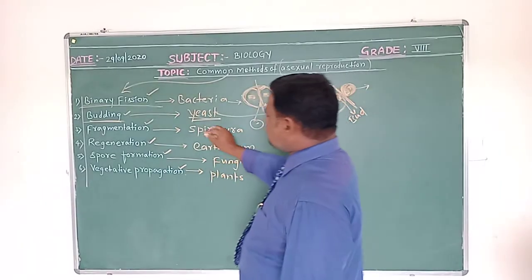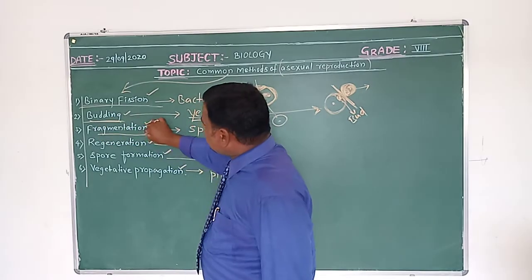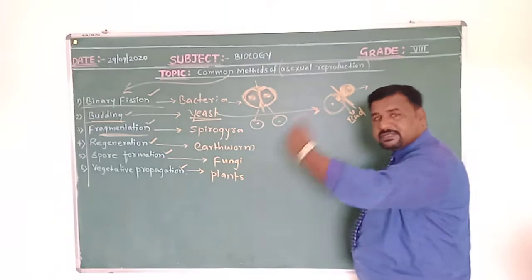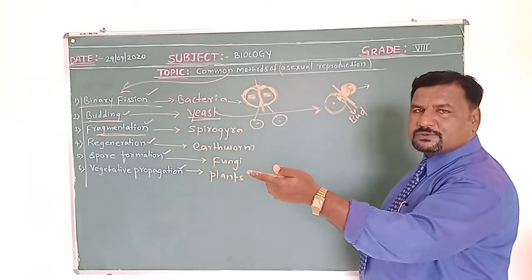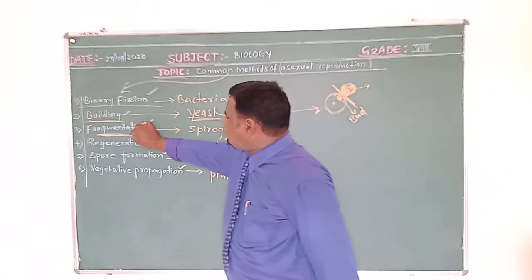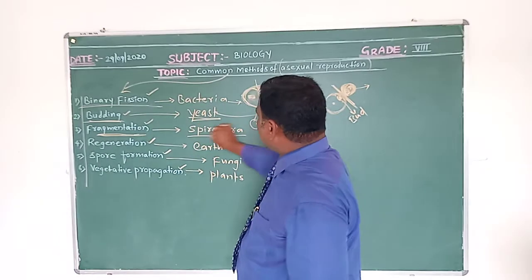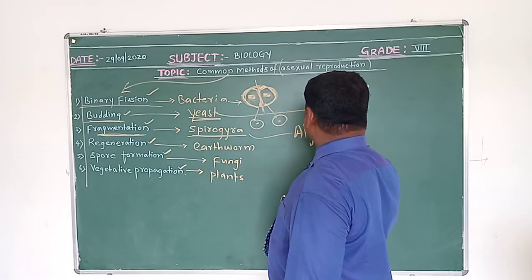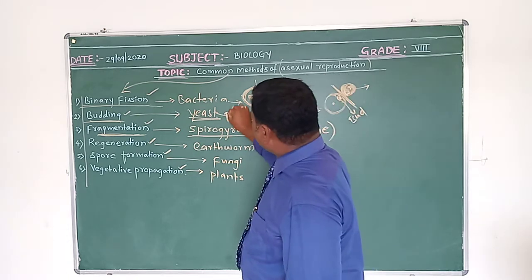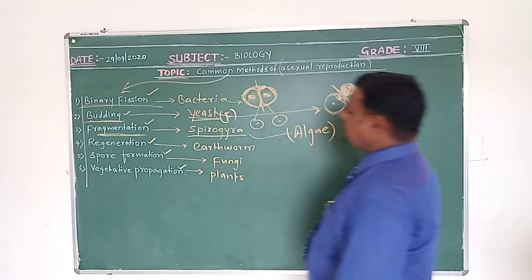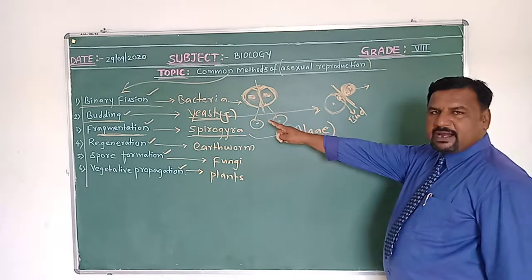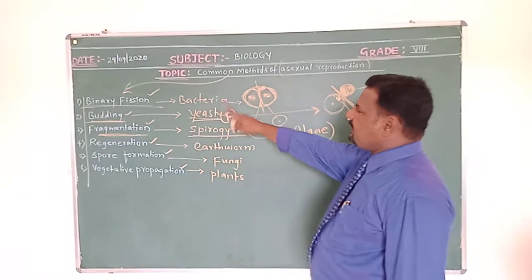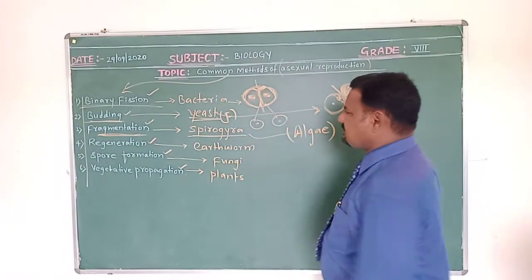Now, coming to fragmentation, another method of asexual reproduction. Who reproduces, who gives birth to new offspring by this method? Organisms like Spirogyra. What is Spirogyra? It is an algae. What is yeast? It is a fungus, a unicellular fungus. How does yeast divide? By the budding process. How do bacteria divide? By the binary fission process.